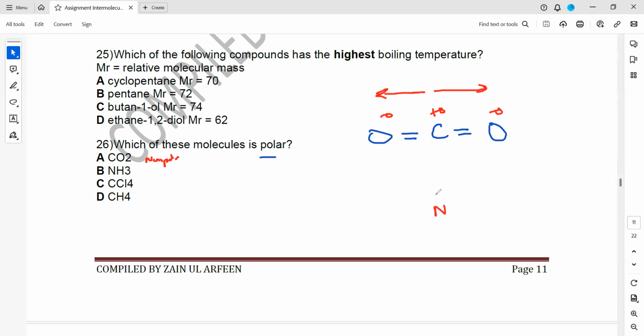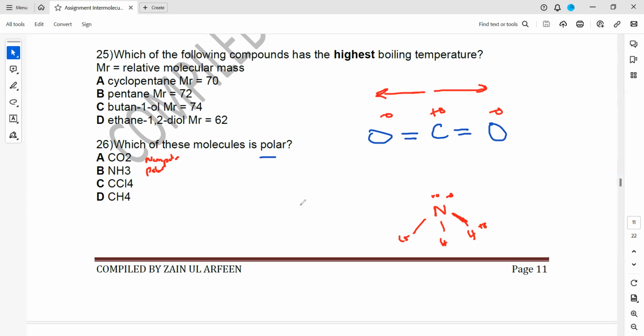When we talk about ammonia, NH3, it will have a trigonal pyramidal structure because of the presence of one lone pair. So these bonds do not have the same length. Nitrogen will be partial negative and hydrogen will be partial positive. So the bonds are polar, and they are not able to cancel out each other. So the molecule will be polar.